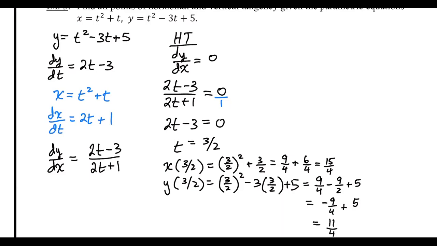So the point would be 15/4, 11/4. Now we'll cross the bridge in a second of whether or not that is actually a horizontal tangent, but let's go through the process of vertical tangent first.